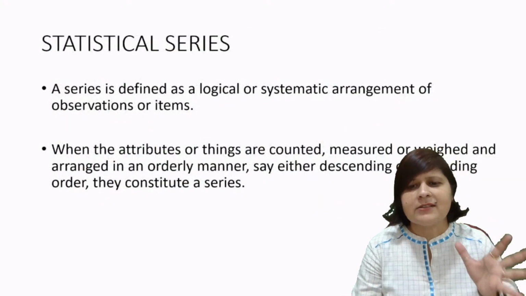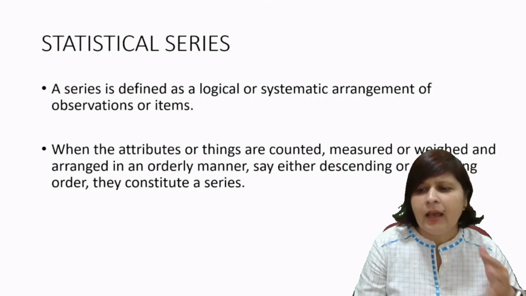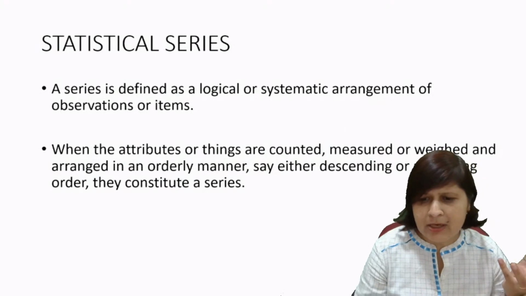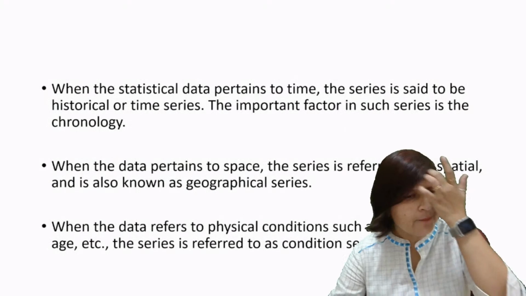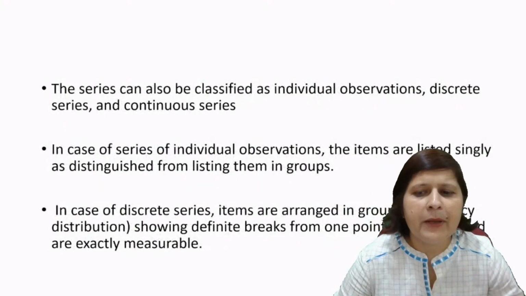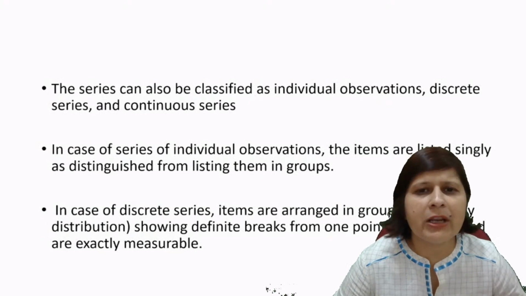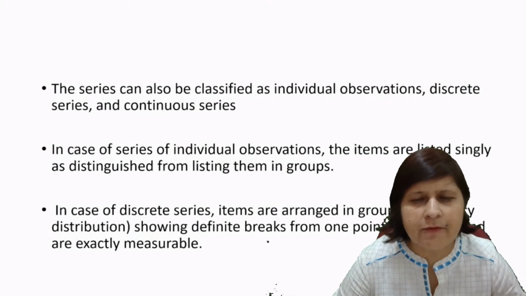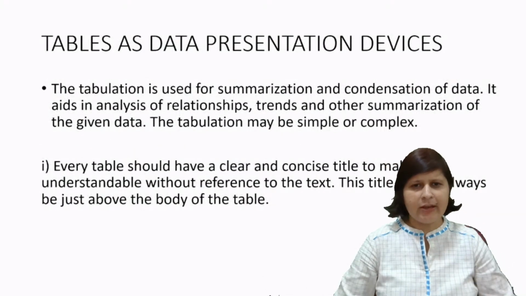Statistical series. Statistical series is a systematic arrangement of observations, and it could be arranged either in ascending or descending order, right? And these series could be classified as individual observation, discrete series, or continuous series, right?